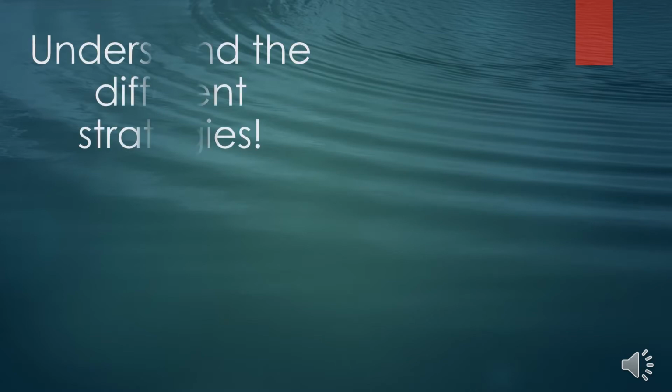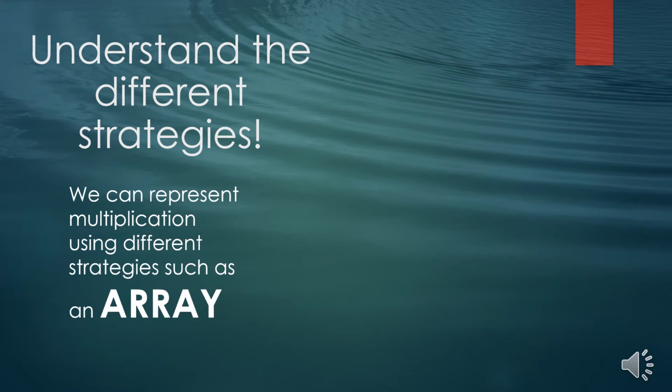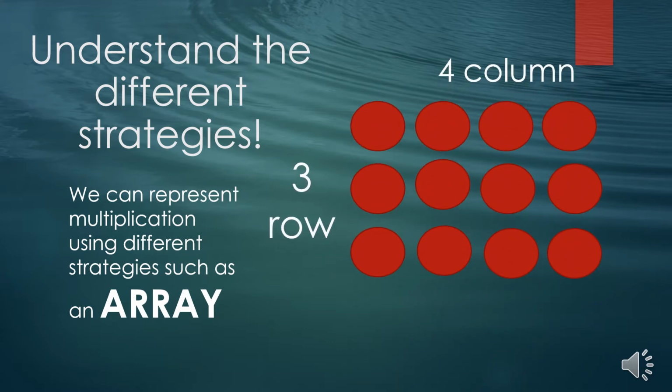In order to understand multiplication and division, we have to remember our strategies that we can use when we apply our understanding. One strategy we use to understand the product, or how to find the answer to a multiplication problem, is an array. You can represent this by using this example here, where we have 4 columns and 3 rows. Our multiplication problem is 3 times 4.